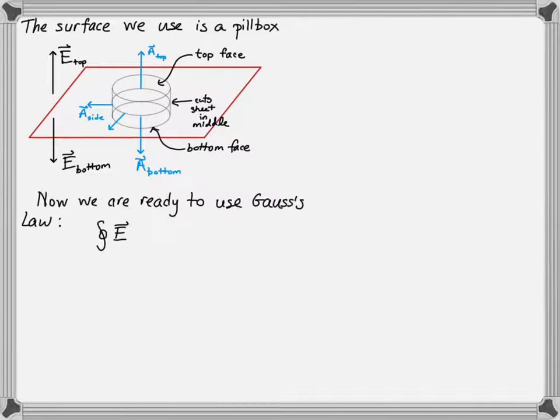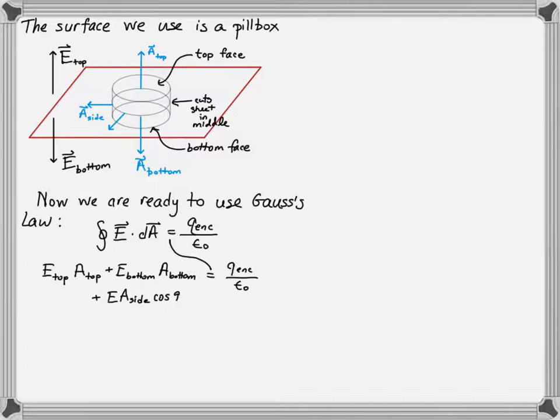So once we understand that, we're ready to apply Gauss's law, and we'll have to chop it up into a few pieces, the top, the bottom, and the sides. So the integral of E dot dA is the integral of E of the top times A of the top plus E of the bottom times A of the bottom. Oh, there's one more piece, plus E of the side. That one is going to go away because of the cosine of 90.